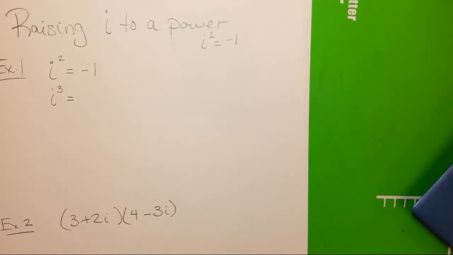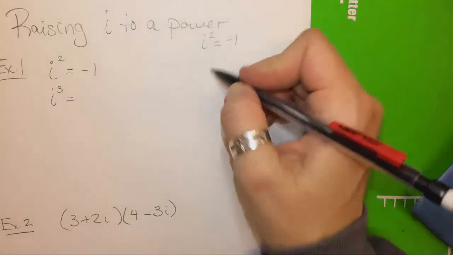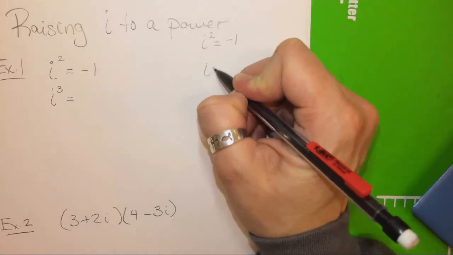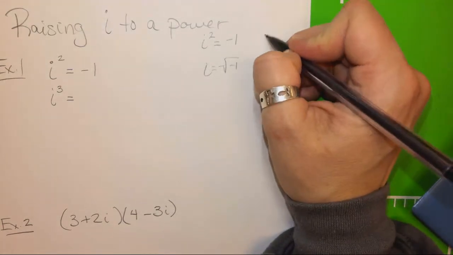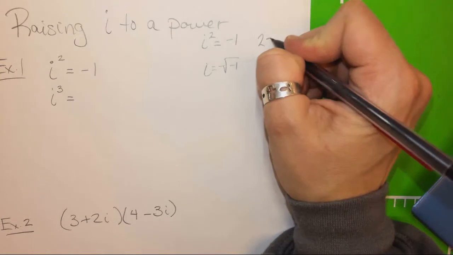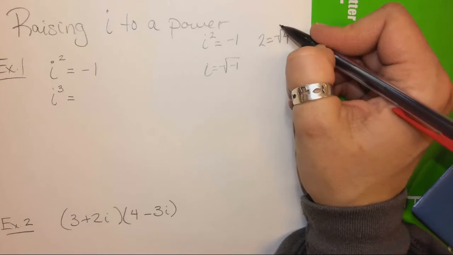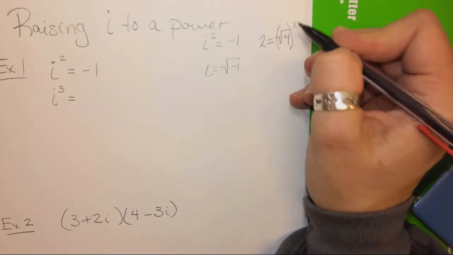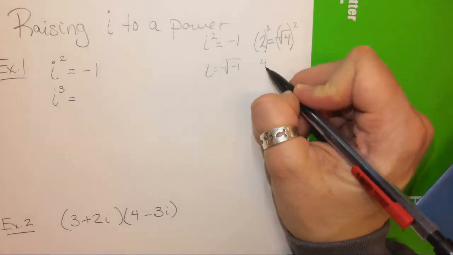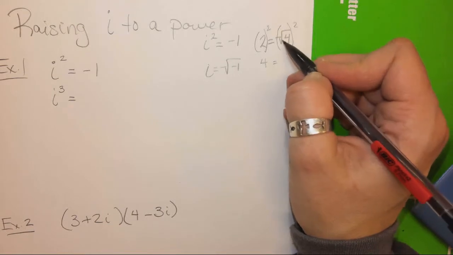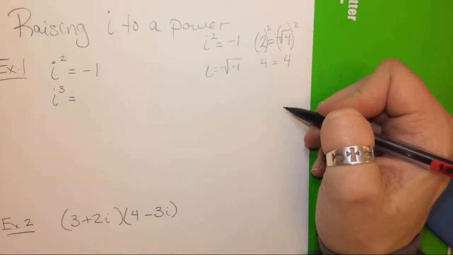Okay, we're going to take a look at raising i to a power. And we know previously, or we learned a couple days ago, that i is equal to the square root of negative 1. So we can also look at it this way: if we had 2 is equal to the square root of 4, and the way we undo a square root is we square both sides. And if we were to square both sides, 2 squared is 4, and the square root of 4 squared is 4 as well.